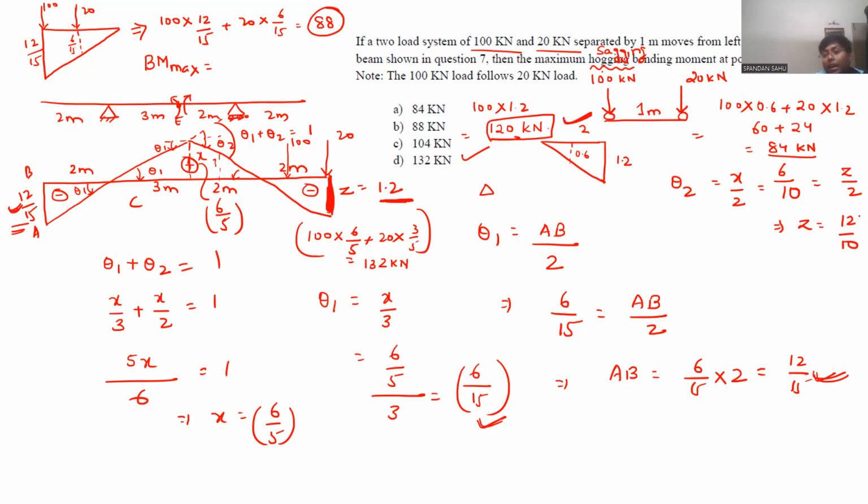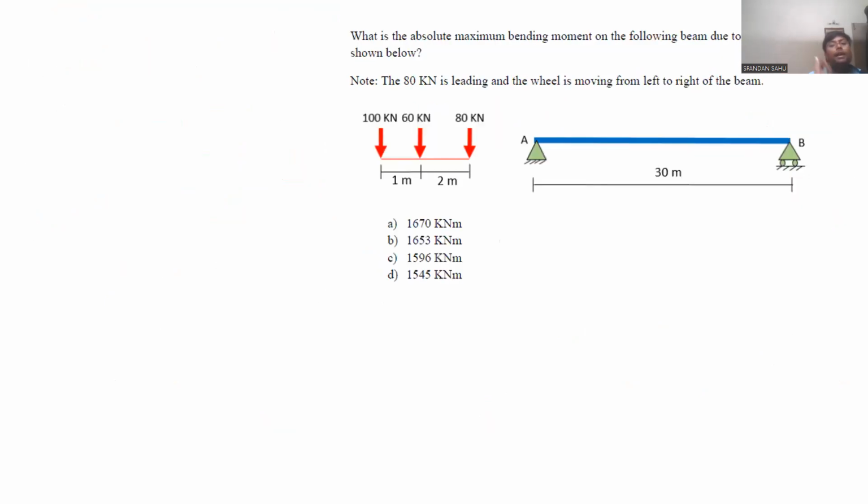If the ordinates are correct, and I think the ordinates are correct, then maximum hogging will be 120 and maximum sagging will be 132. Got it, right? Yes, sir. Now come to this question.